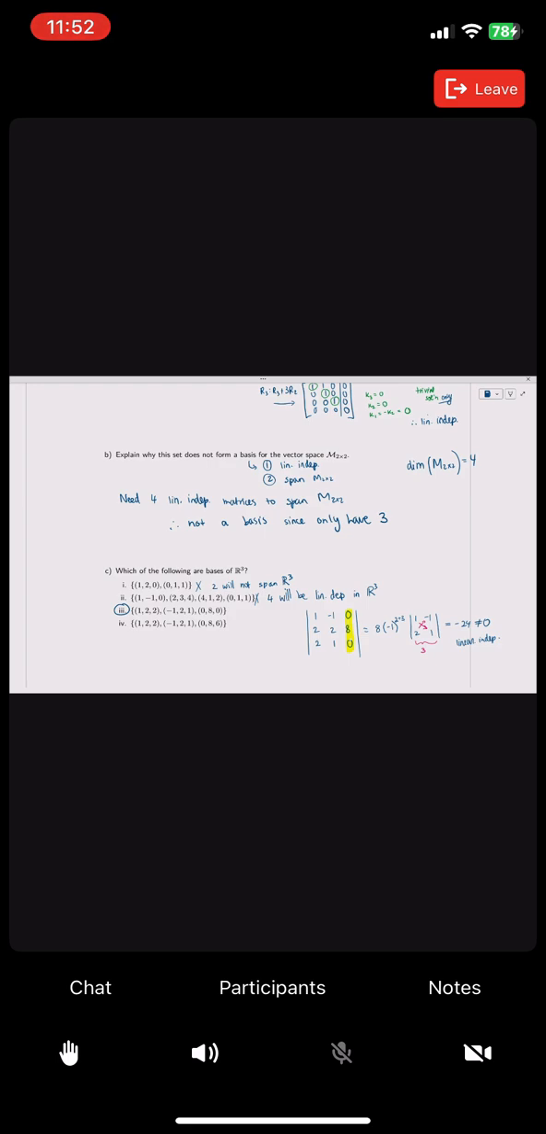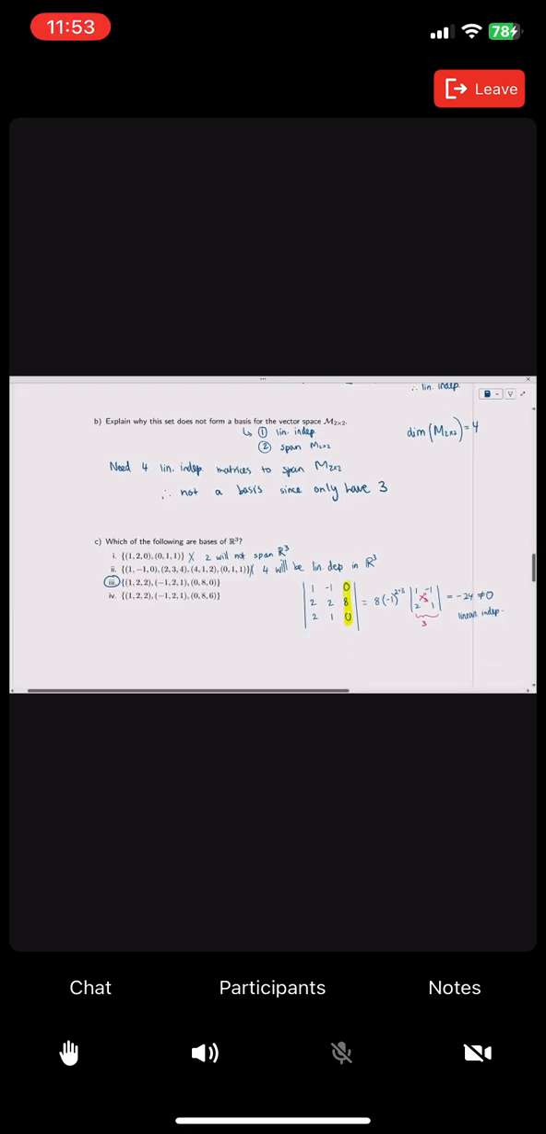Technically, you should put them as columns. I mean, it won't make a difference because remember, the determinant, when you transpose it, will still be the same. But if you were thinking of linear combination, they become columns. It won't change the conclusion.